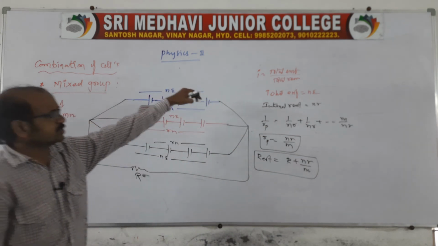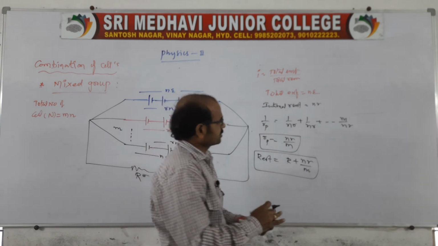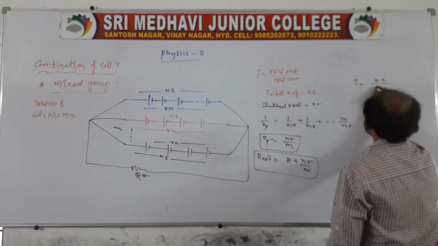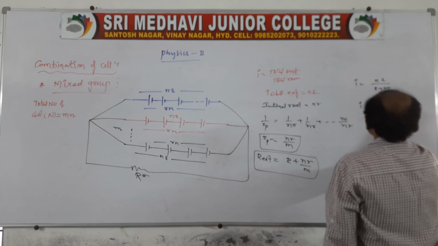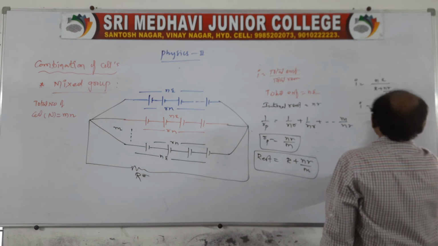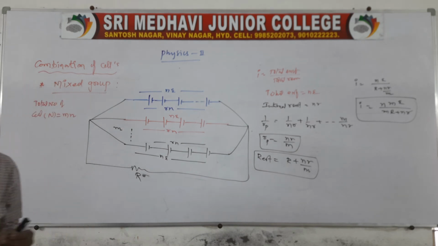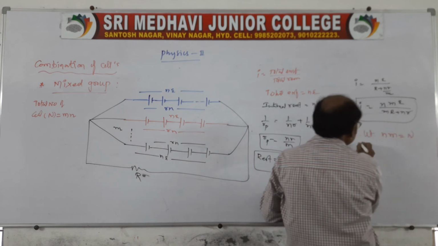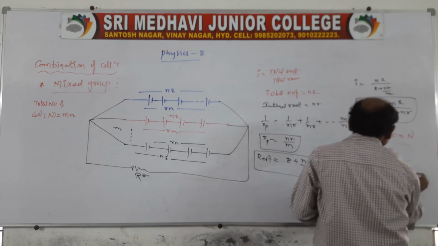Now substitute the total EMF nE and the total resistance, capital R plus nr by m. So the final current I is equal to nE by (capital R plus nr by small m). Taking the LCM, I is equal to nmE by (mR plus nr). This is the mixed group combination. Since nm is nothing but capital N, I is equal to capital N E by (mR plus nr). This is for the mixed group.